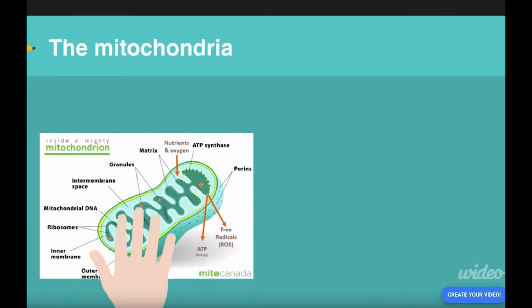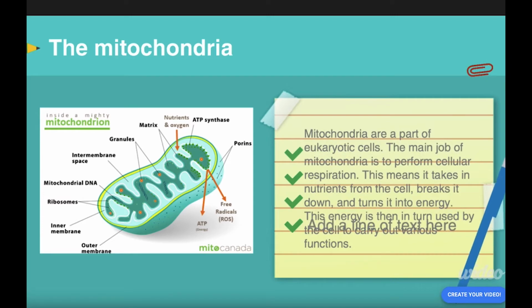Okay, up next we have the mitochondria. The mitochondria is a part of eukaryotic cells. The main job of the mitochondria is to perform cellular respiration. This means that it takes in all the nutrients from the cell and breaks them down, turns them into energy. This energy is then in turn used by the cell to carry out various functions.